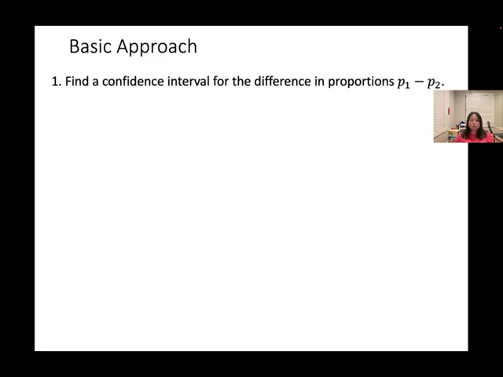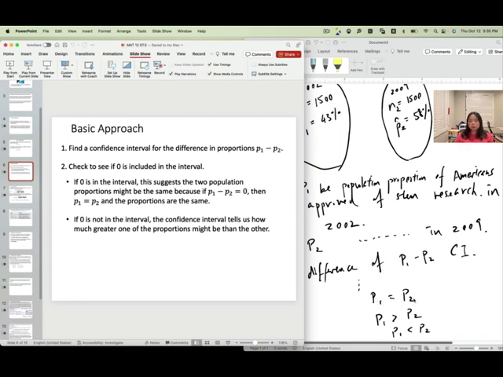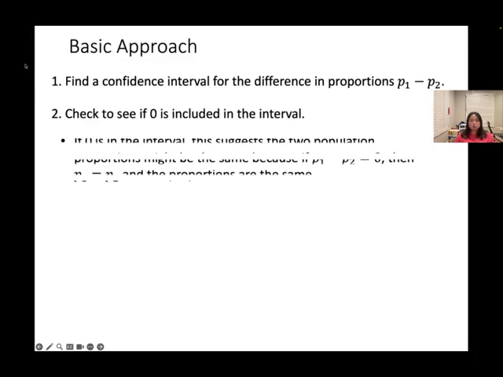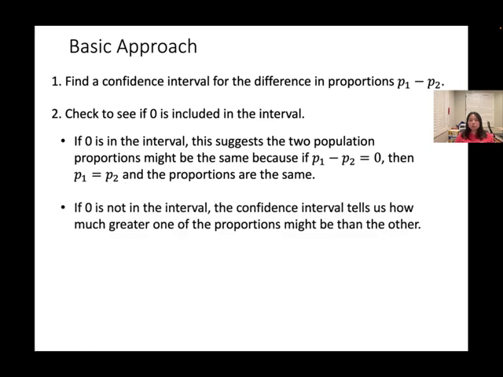Now we're going to learn how to find the confidence interval for the difference of the proportions P1 and P2, and then check whether 0 is included in the interval. Remember, this is what we want to find out: is P1 equal to P2, or P1 greater than P2, or P1 less than P2? When you find the confidence interval, check whether it includes 0. If it does include 0, that means P1 could be equal to P2. If 0 is not in the interval, the confidence interval tells us how much greater one of the proportions may be than the other. I'm going to explain this part later.